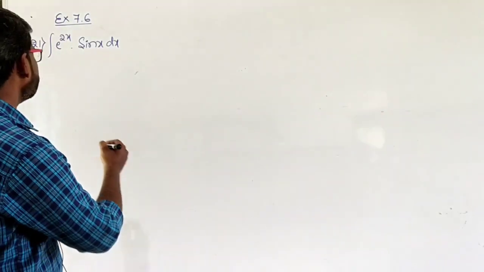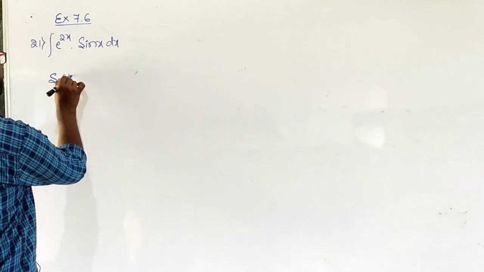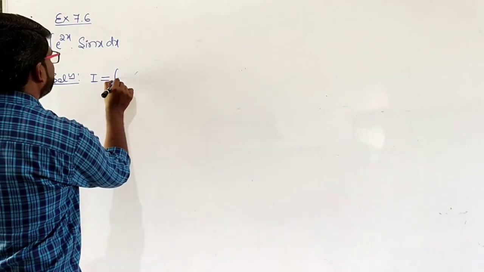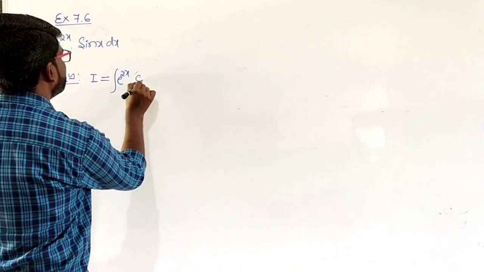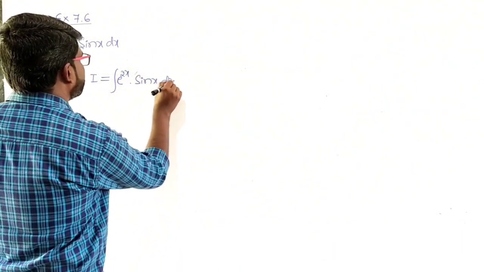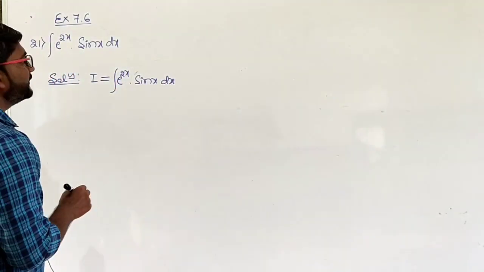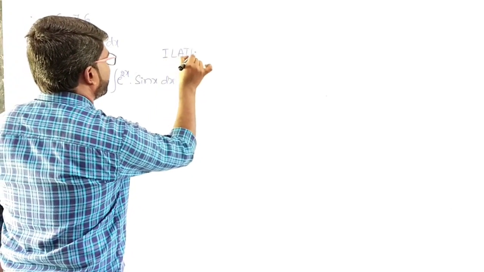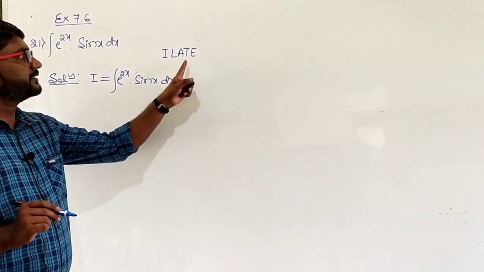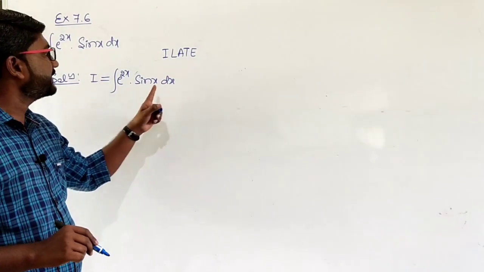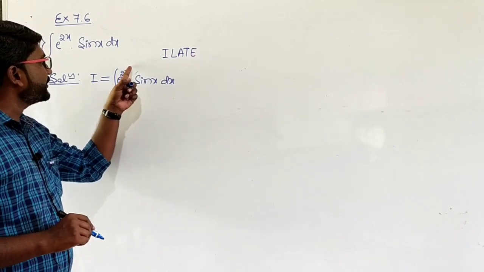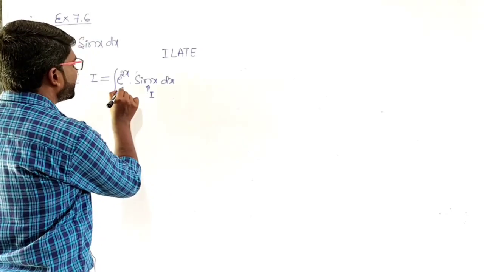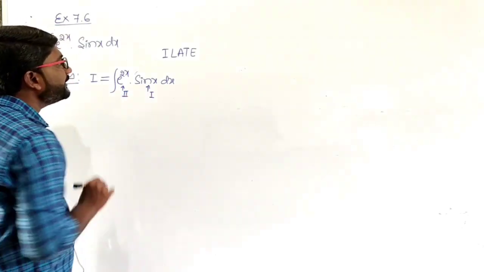I will take this as I, which is equal to the integral of e power 2x into sin x dx. Now we have the ILATE rule. Here the trigonometric function comes first and then the exponential function. Here sin x is trigonometric and e raised to 2x is exponential. So we take sin x as the first function and e power 2x as the second function.